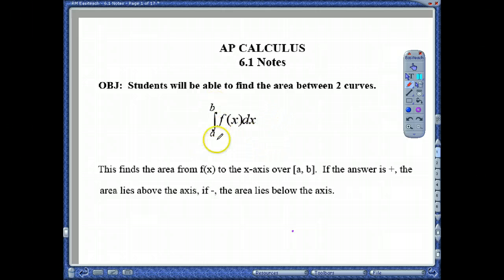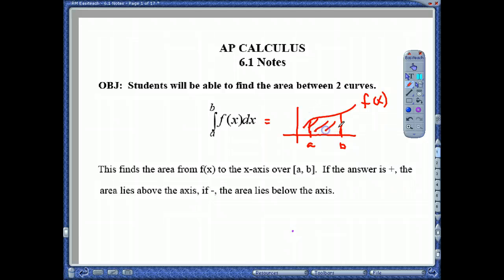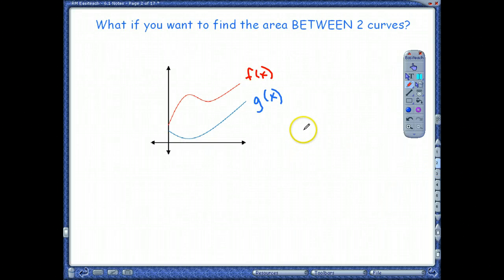So far we have been doing integration, and we know that an integral stands for this: when we look at our f of x, and we want to look at an interval from a to b, this integral is equal to that area under the curve to the x-axis. So if our answer turns out to be positive, we know that area was above the x-axis. If it's negative, we know that area was below the x-axis.